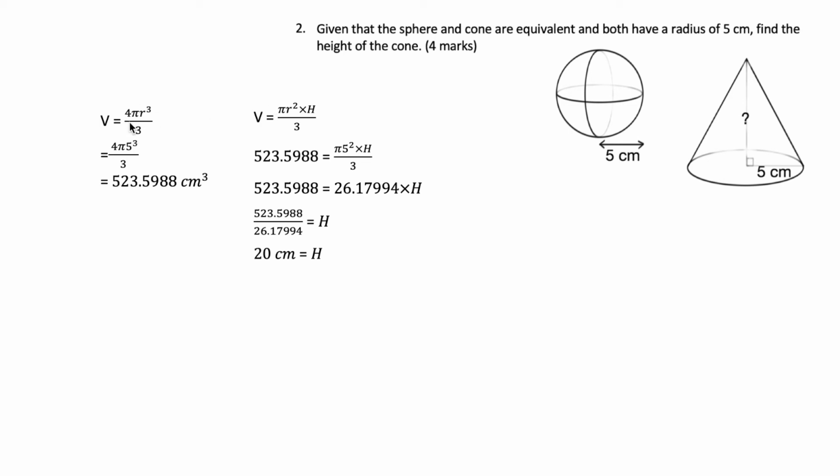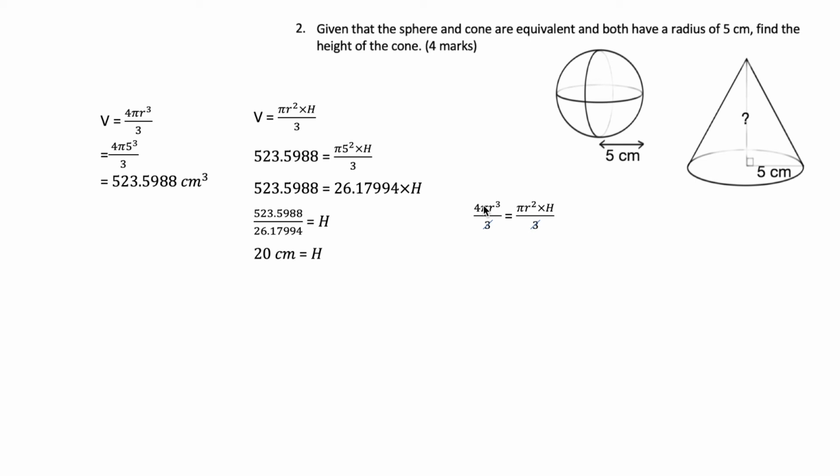Another way of doing it is just setting up these two equations. I'm saying that this volume is equal to this volume. So we have 4 times pi times r cubed divided by 3 is equal to pi times r squared times height divided by 3. If I multiply both sides by 3, those 3's will disappear. I could just cancel those two 3's. The same with the pi.